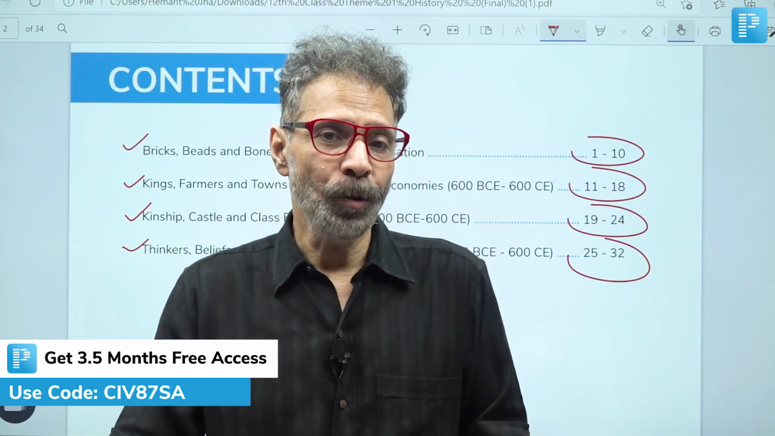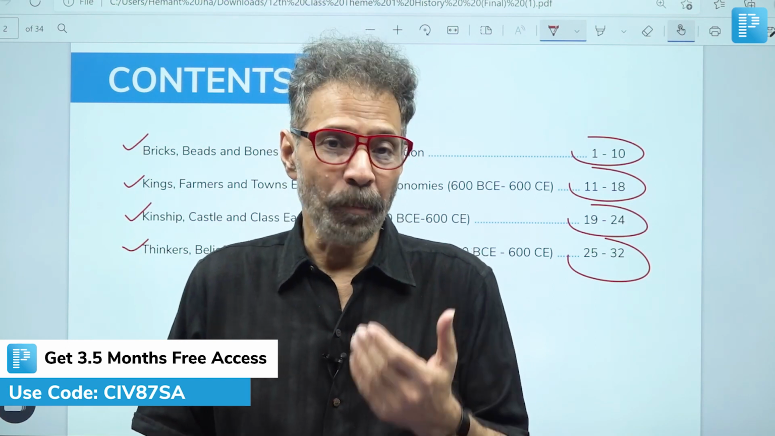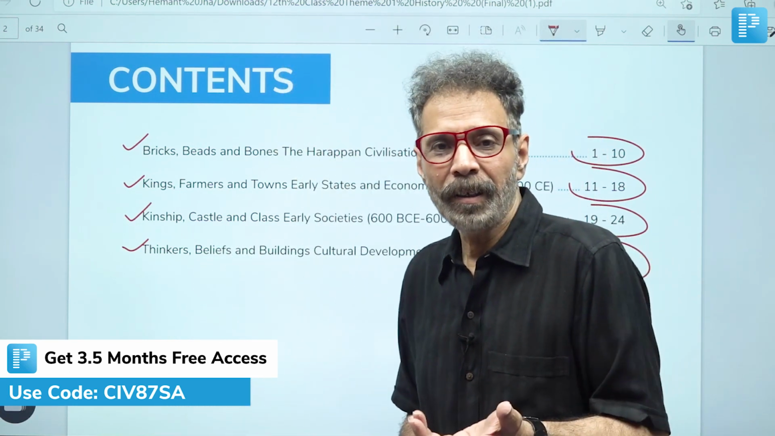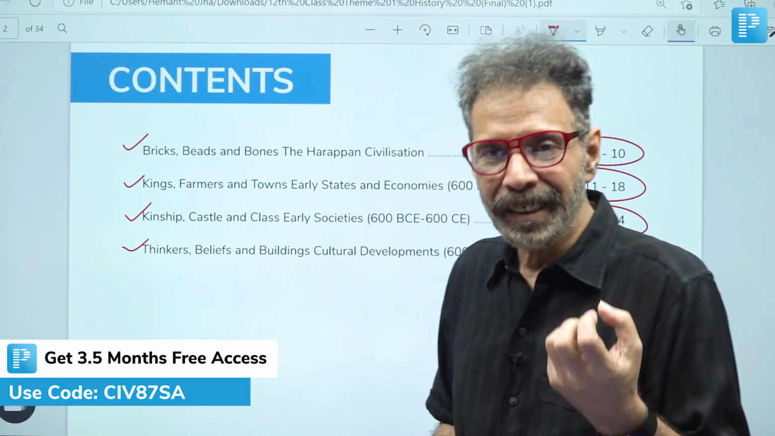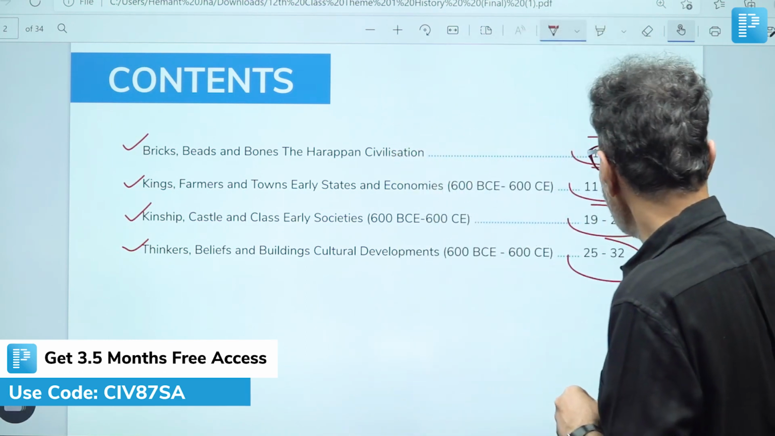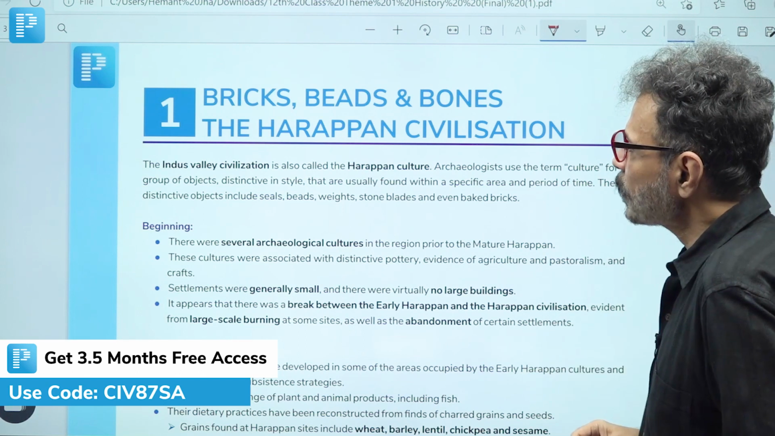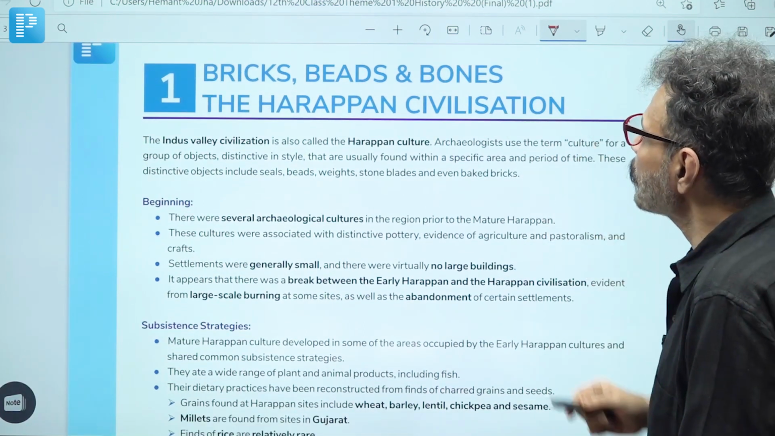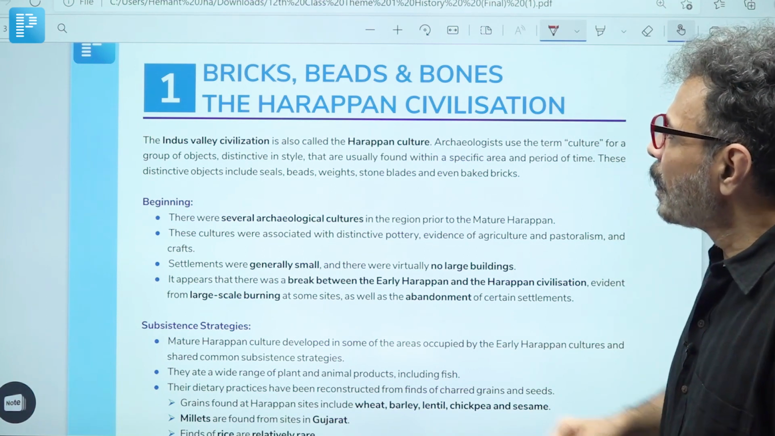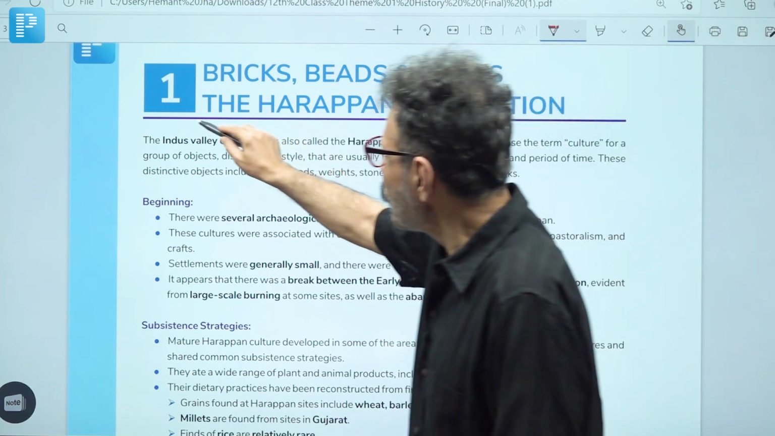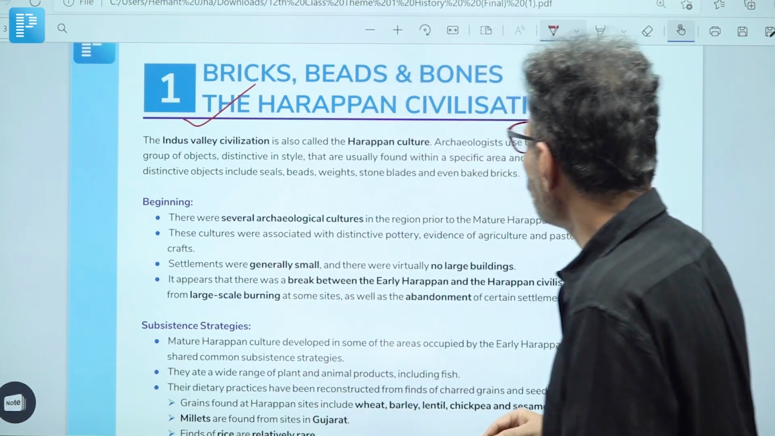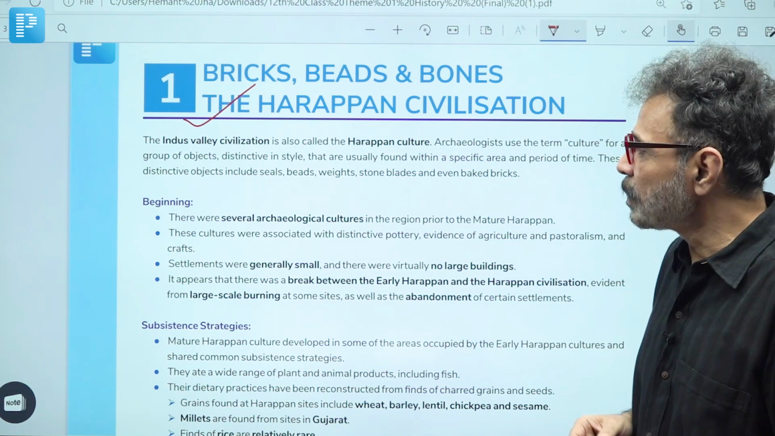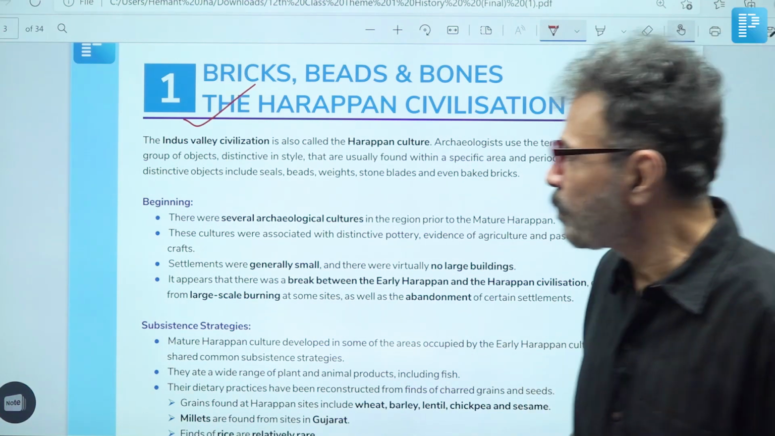Now I'm going to show you the pages in order to give you the idea of the exact summary. Take a look. This is the first page of chapter 1, that is Bricks, Beads, and Bones. This chapter is on the Harappan Civilization, also known as the Indus Valley Civilization.